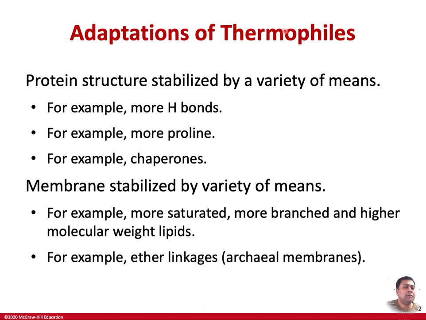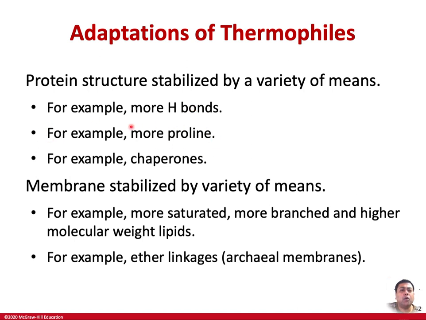So the adaptation of the thermophiles, how they do it: the protein structure is stabilized by a variety of means. For example, there are more hydrogen bonds to stabilize them, more proline, and there are chaperones. So why are there more hydrogen bonds? Many of the proteins have extensive beta sheets. Remember that the alpha helices have fewer hydrogen bonds, whereas the beta sheets are much more stable with more hydrogen bonds. So many of their proteins have evolved to have this beta sheet structure.